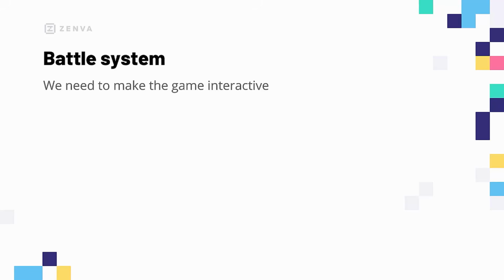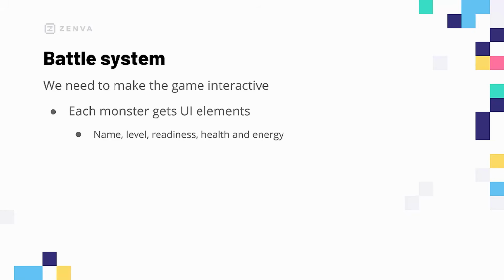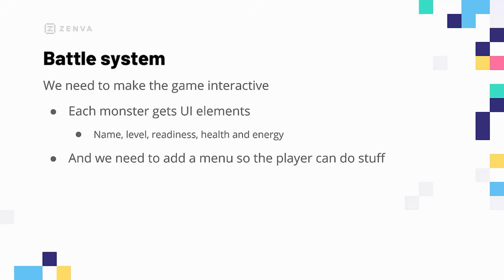For that, we need to make the game interactive. Number 1, each monster is going to get UI elements. That way we are showing name, level, readiness, health, and energy. On top of that, we will need a battle menu so that the player can select different options. Both of these parts are going to be quite extensive. So before we get to them, I want to do a couple of minor parts.